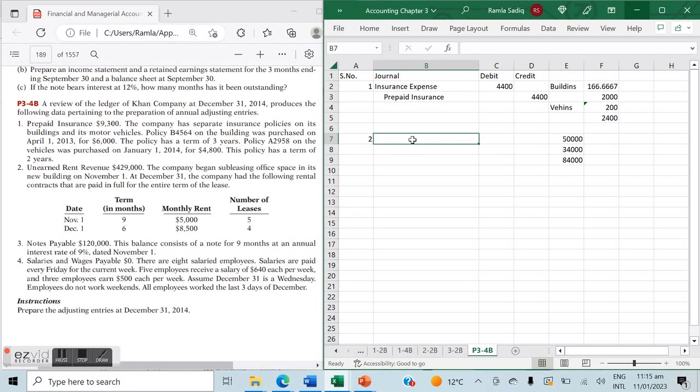This is our calculation. Now, because this is unearned rent revenue, the adjustment here is going to be to decrease the liability of unearned rent revenue and to recognize the revenue generated. And so unearned rent revenue is to be debited, and against this, rent revenue is to be credited, and the amount is going to be $84,000.